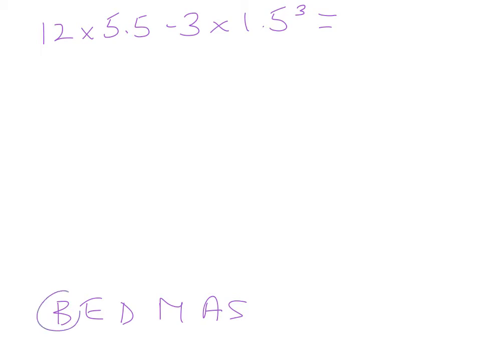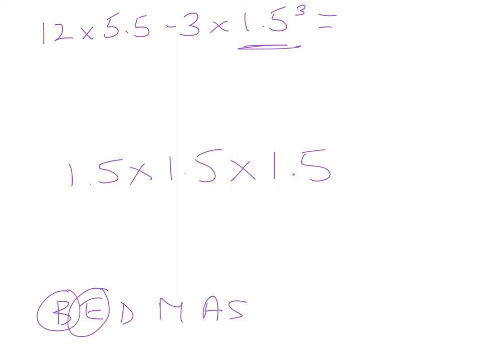So again, we look for the B. Are there any brackets in this particular equation? There isn't any. Then we go to the next one, which is E, and we do have exponents in here. We have powers there. It's 1.5 to the power of 3. So that would be, if you expand it out, 1.5 times 1.5 times 1.5. And that particular answer ends up being 3.375, which I'm going to then insert into the next line here.